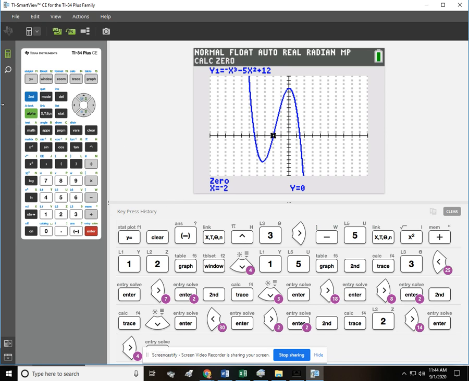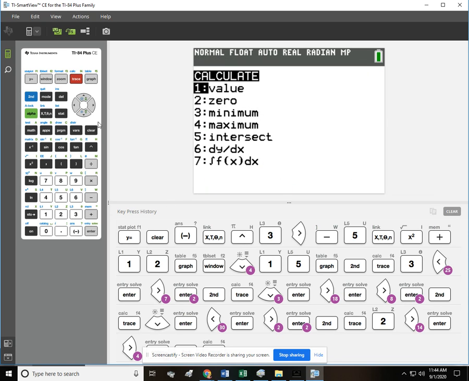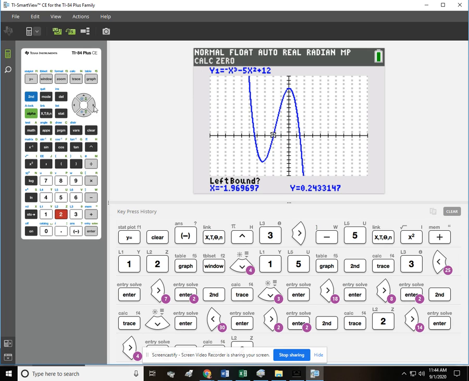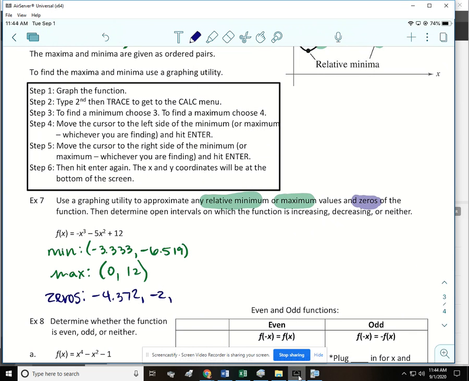Okay, and then one more. Second trace 0. We want to move close to it, but we do want to stay on the left side. Hit enter, hit the right arrow, cross over the axis, hit enter, and then enter again. 1.372. Those are our zeros.